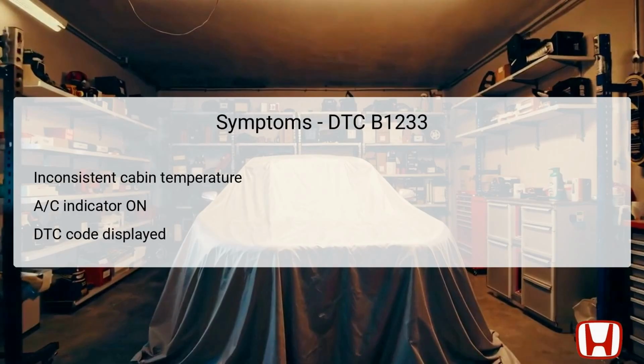When DTC B1233 is triggered, several symptoms may become apparent in your Honda Accord. One of the most common symptoms is an inconsistent cabin temperature, which can make it uncomfortable for passengers. You may notice that the air conditioning indicator light is illuminated, suggesting that the system is activated, but ineffective in maintaining the desired temperature. Additionally, the presence of the DTC code on the vehicle's diagnostic display is a clear sign of an issue that needs attention.